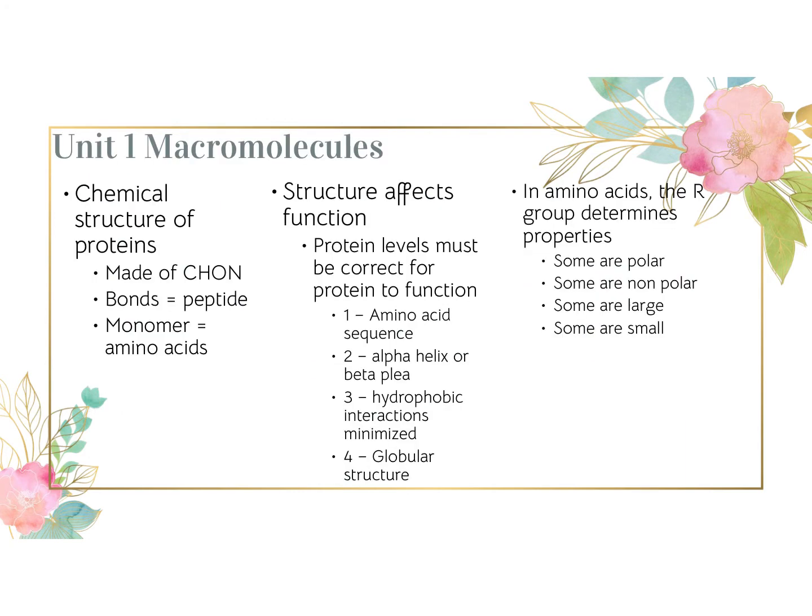So in Unit 1, when we started the year, we talked about the chemical structure of proteins. They're made of carbon, hydrogen, oxygen, and nitrogen, and the bonds that form between them are considered peptide bonds. We also talked about the monomer of the amino acid as an important example of how structure affects function. So let's take a closer look at the structure of this amino acid.